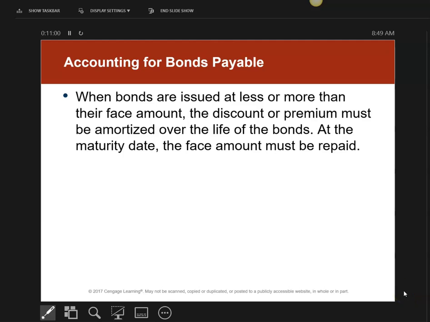Let's talk about bonds payable. We're going to talk about how to account for bonds payable on my books. So bonds payable is a liability account, and so the normal balance would be credit.